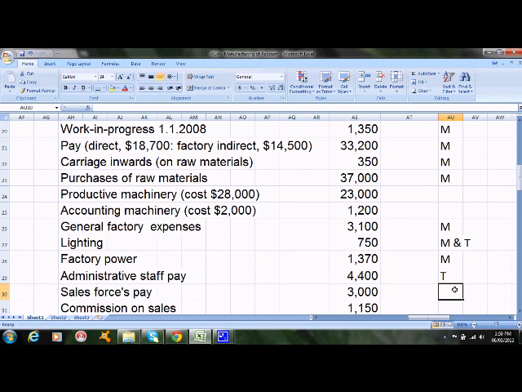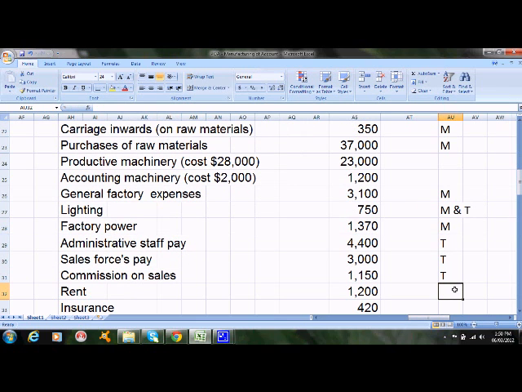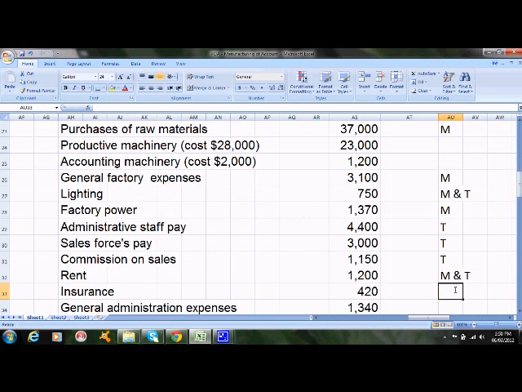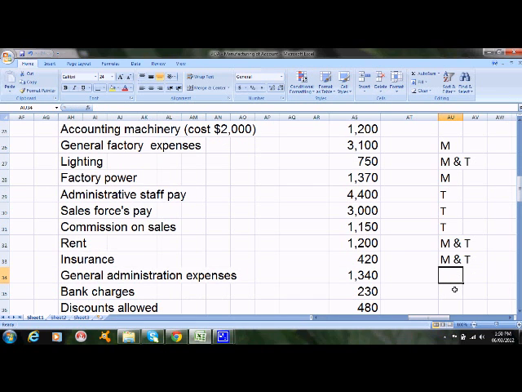Sales force pay, that one would be T. Commission on sales, that one would be T as well. Rent, that one would be M and T. Insurance, I think that would be M and T, friends. M and T, yeah. General administration expenses will go into T.